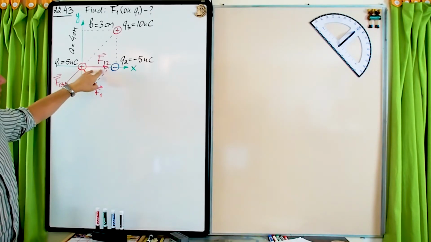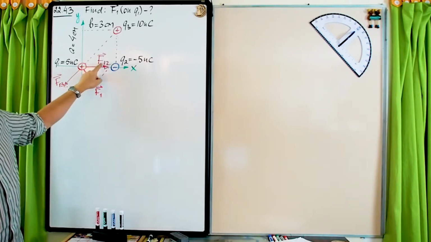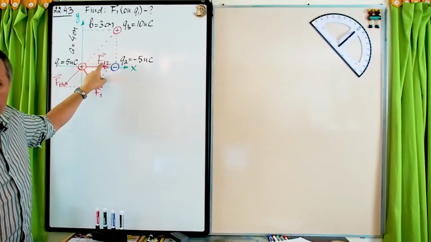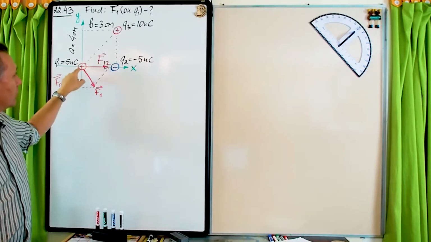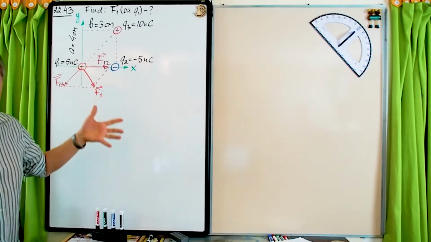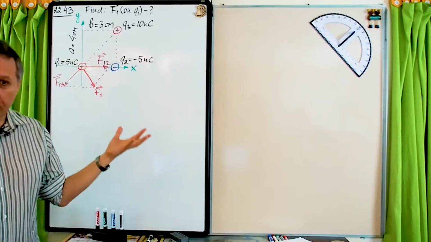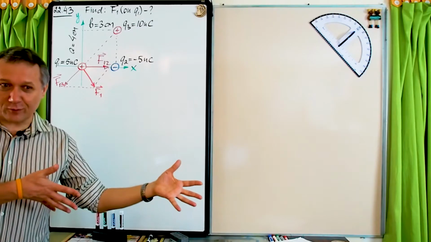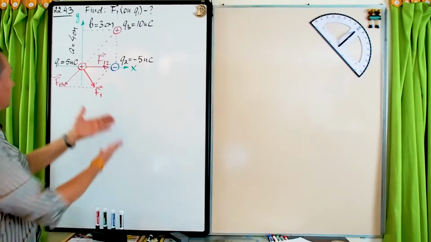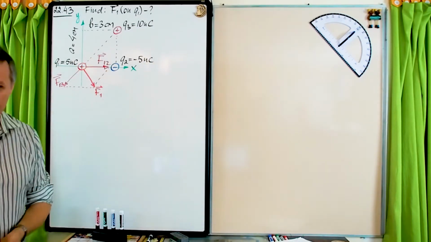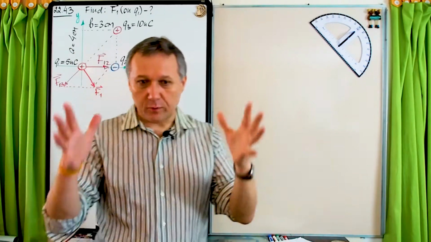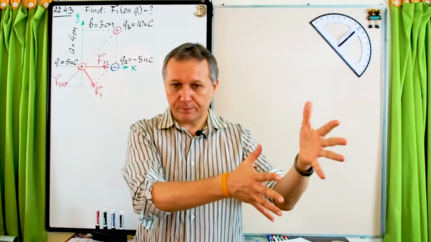So can we find the absolute value of this force F12? Piece of cake, direct application of Coulomb's law, right? We know charges, we can find distance, so we can find the absolute value of F12. Then, can we find components? X component of that force and Y component. The force is purely in the X direction. It's a piece of cake again, right? So we can find components of the first force.